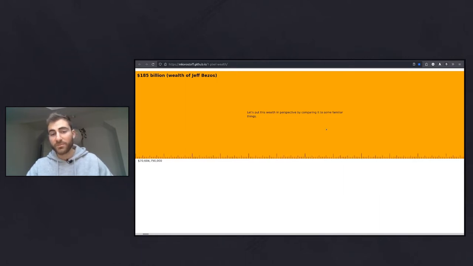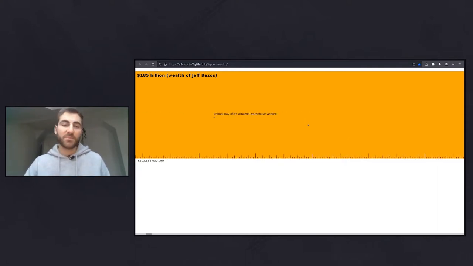Let's put this wealth in perspective by comparing it to some familiar things. And now, this blue box is all the money you will ever earn in your entire life from the day you are born until the day you die, which is about $1.7 million. And this is the annual cost of healthcare for a family of four. So this is the annual pay of an Amazon warehouse worker. And isn't it sad that some people have so much money and they still want to have more, because it's just this game that makes them addicted to it.